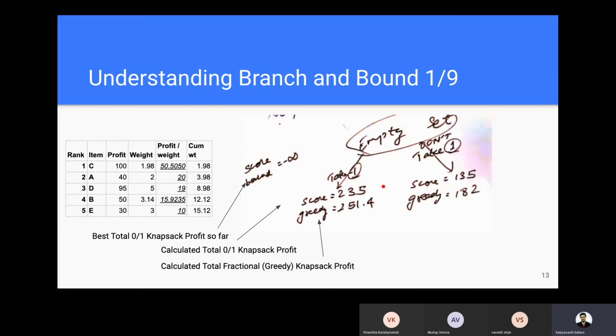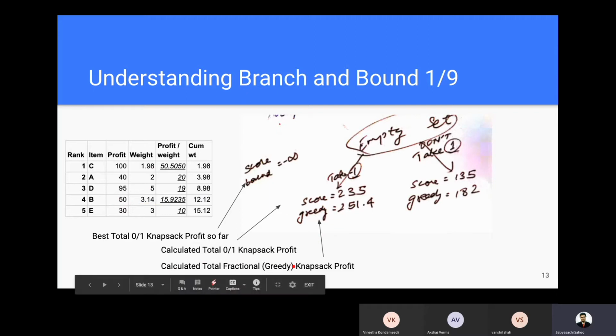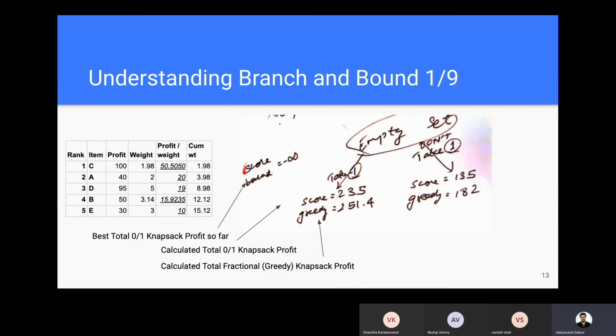Now let's assume that in a greedy setting, or a fractional knapsack setting, we ask what is the maximum score you would have achieved. In that case, you would take C, A, D, and 1.02 kgs are also pending from B. So you can take a 1.02 kg fractional value from B and get a fractional profit for that. Based on that, the greedy score, or the total fractional knapsack profit, comes out to be 251, right? And you also maintain another variable called score bound, which is also called an upper bound.